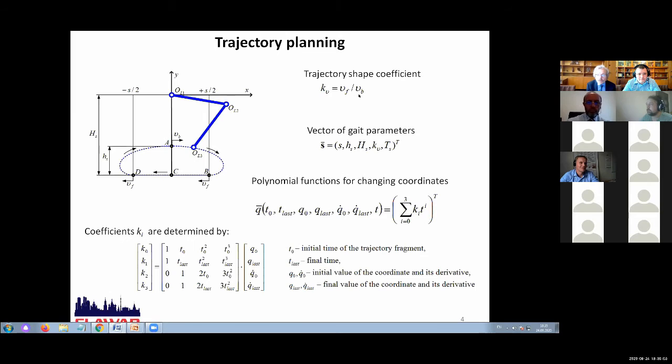Using the coefficient, we can obtain a vector of gait parameters S. Here S is the step length, small h is the height of a leg when walking, capital H is the distance from the hip joint to the treadmill, and TS is the duration of one step. For the trajectory, it is convenient to use a piecewise polynomial function. Coefficients of the polynomial function are determined by this equation, which uses initial time, final time of fragments, and coordinates and their speed values.